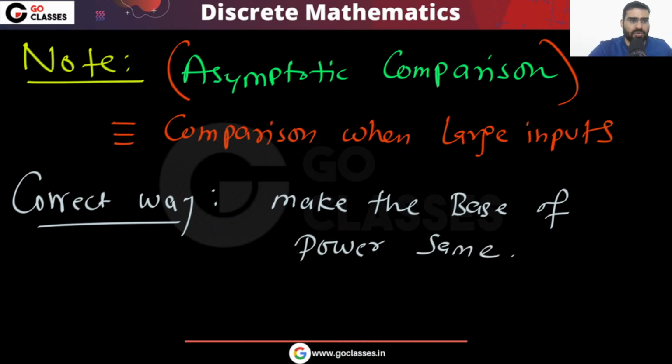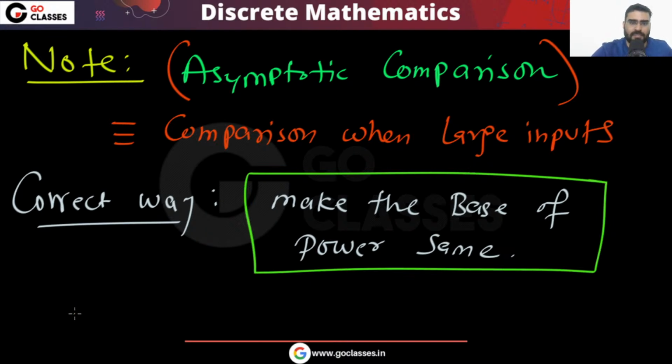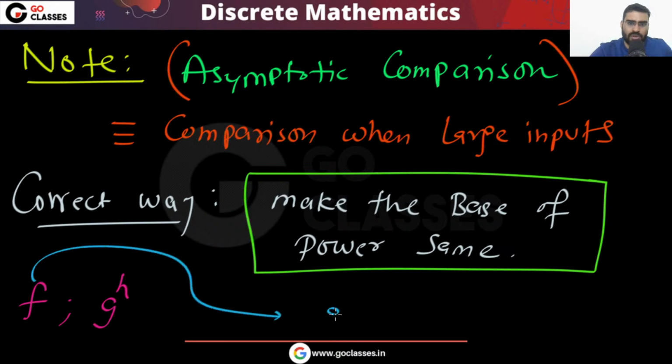This is what you can do. Is this clear? Make the base of power the same. Whenever you don't have to worry. For example, if one function is f and another function is g power h, then what you can do? Then this f you can convert into g power log g f. Now you can easily see, this is g, this is g.